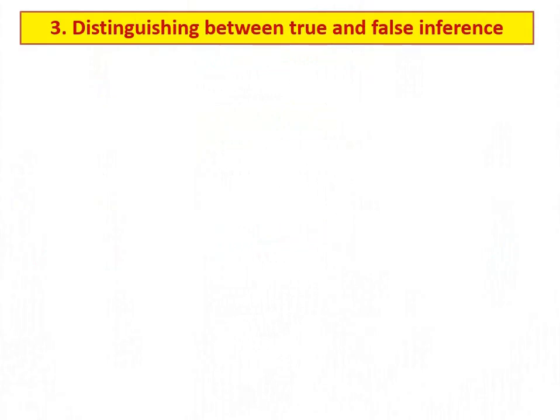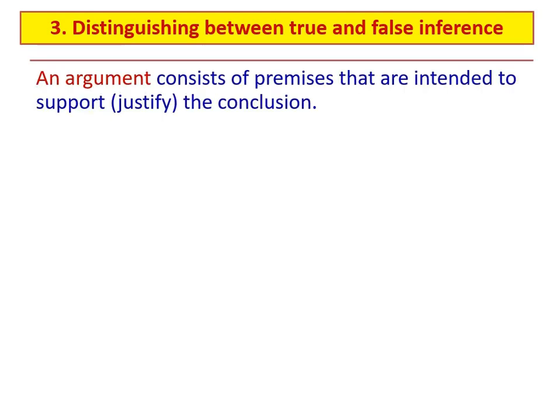Let's now move to another skill of the critical thinking skills. This skill is called distinguishing between true and false inference, or conclusion. But first of all, as we stated before, an argument consists of premises that are intended to support or justify the conclusion. The conclusion of an argument is completely based upon the premises.